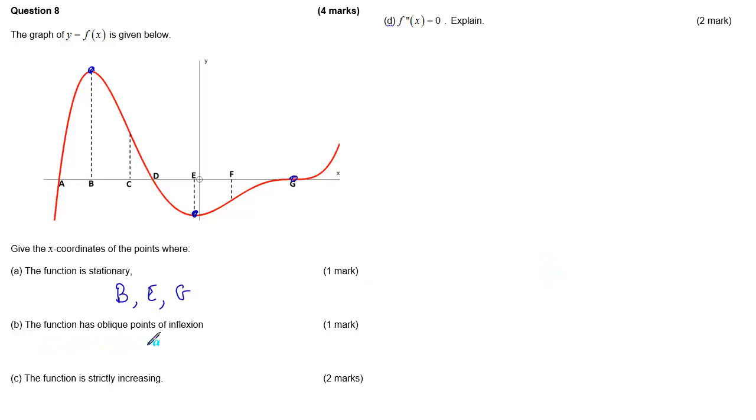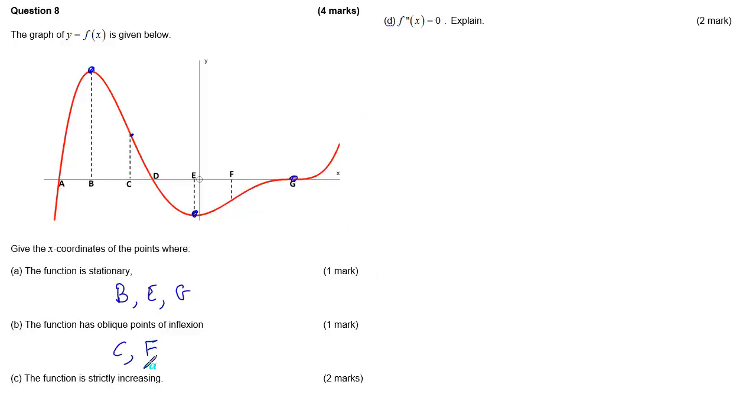The function has oblique points of inflection. Well, it must have a point of inflection in between the maximum and the minimum. So I'm going to guess that that's at C. And it's also going to have one on this section between these two stationary points. So we'll say that that one is F.